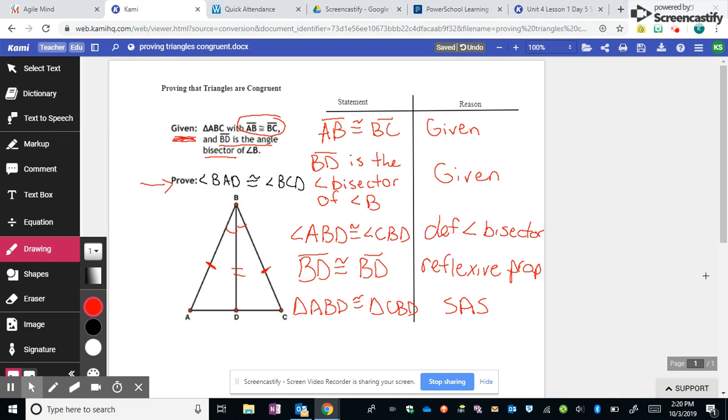So now we will be able to say that angle BAD is congruent to angle BCD, which is this angle right here and this angle right here. And after we have proven the two triangles are congruent, we can say any part is congruent because of CPCTC, or corresponding parts of congruent triangles are congruent. That can be used for any other part in this triangle because we've already proven them to be congruent.